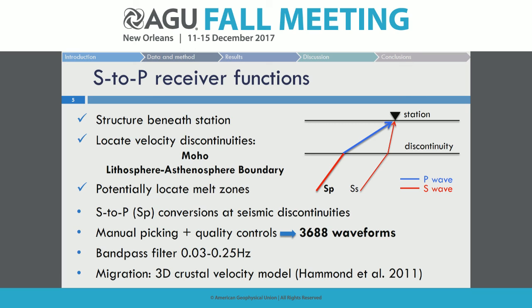From the 16,000 waveforms I had, I manually picked all of those and then did some quality control, which gave me around 3,700 waveforms to analyze. I filtered them and then migrated them all to depth using a local velocity model.